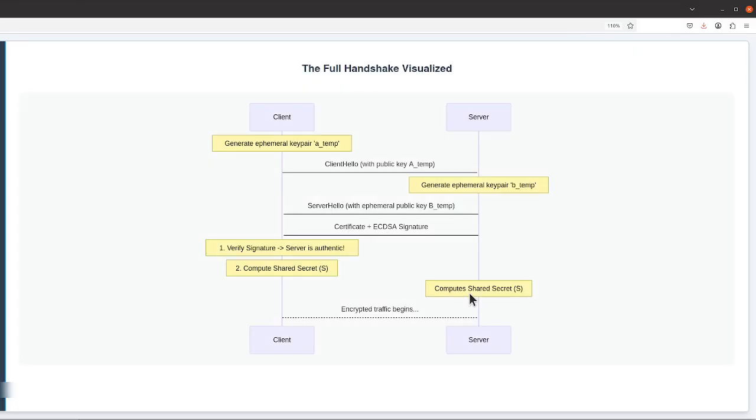The full handshake visualized. This sequence diagram shows the entire flow we just discussed. The client sends its ephemeral public key. The server responds with its own ephemeral public key, its certificate for identity, and a signature to prove ownership of the ephemeral key. The client verifies the signature, and only then do both sides compute the shared secret and proceed to the encrypted session. This multi-step dance ensures both secrecy and authenticity.